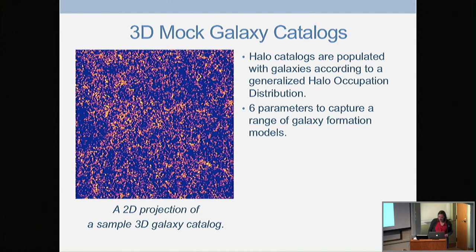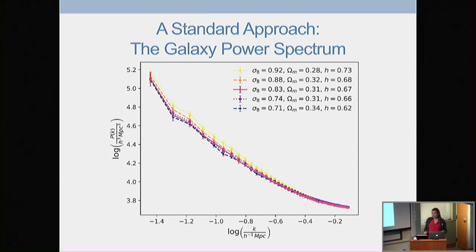So a typical approach here is going to summarize this 3D catalog with the power spectrum, showing the galaxy power spectrum for 5 of those cosmologies. And I want to emphasize at this point that these are really small mock observations, and so what you're seeing here is a lot of noise in those power spectra. Even for wildly disparate cosmologies, there's a lot of overlap. And so for small mock observations, the power spectrum is at a bit of a disadvantage. Just want to put that up front.